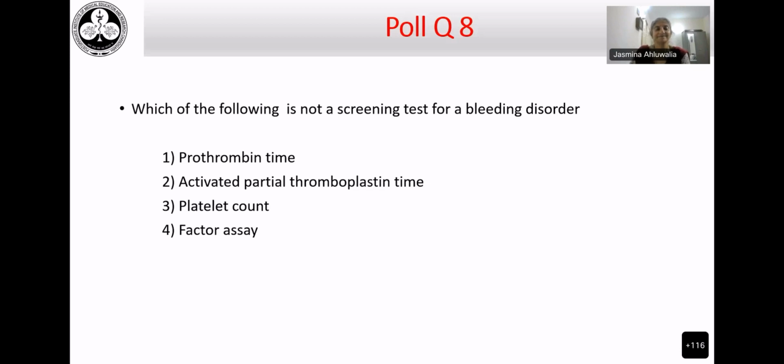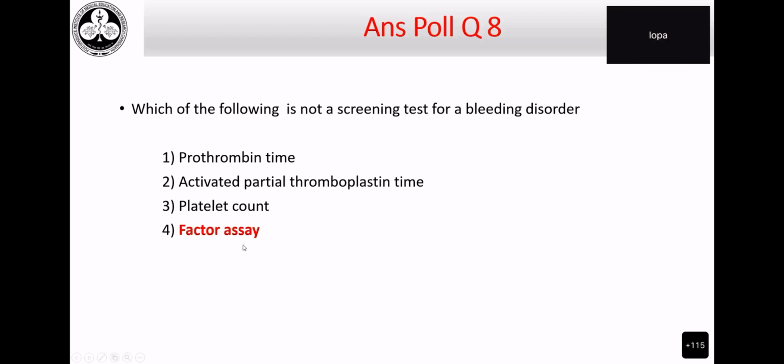Yes? All the attendees have answered 4, option 4. Absolutely right. So the factor assay is not a screening test. The screening tests are the first 3.